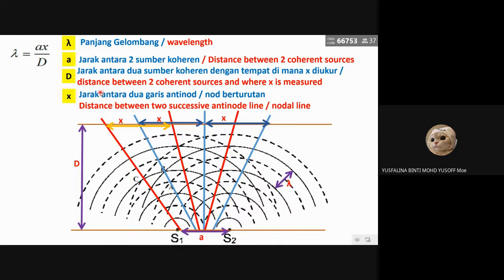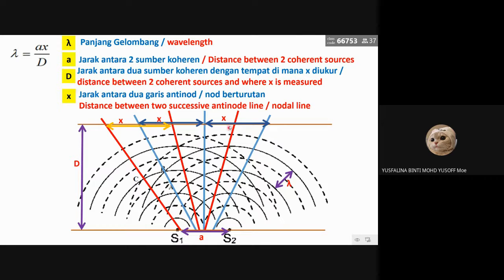For D, D is the distance between the two coherent sources and where X is measured. So from the source to where you measure your X. Let's say you measure your X here; from here to the source is called D. And X is the distance between two successive antinode lines or nodal lines.